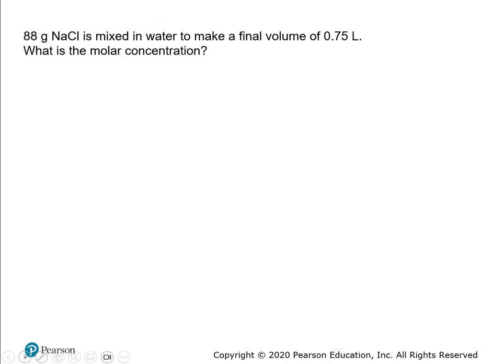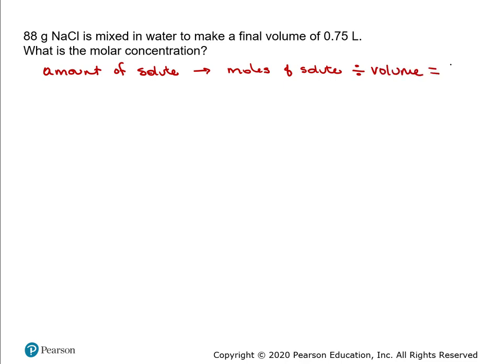So here's this one. So 88 grams of sodium chloride is mixed in water to make a final volume of 0.75 liters. What is the molar concentration? So here, I know the amount of my solute. So I need to convert that to moles of my solute. And if I want to figure out the molar concentration, I will then divide it by my volume. And that will give me moles per liter, which is molarity, or molar.